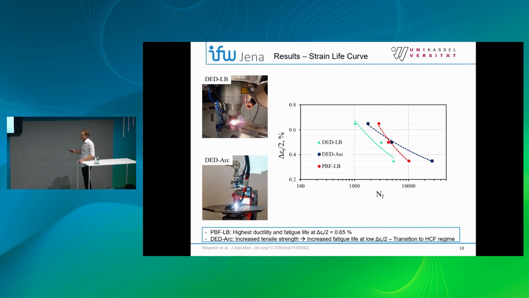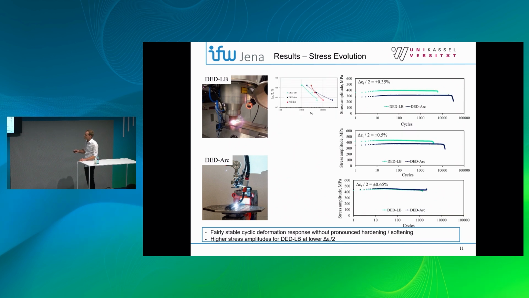However, the DAD LB material is still showing the lowest fatigue life, and in order to elucidate that, we have to analyze some more data that has been acquired during the fatigue testing. So firstly, what we see here are the cyclic deformation responses, so the strain amplitude versus the number of cycles. And it can be seen that the material does not show any significant or pronounced hardening or softening during testing.